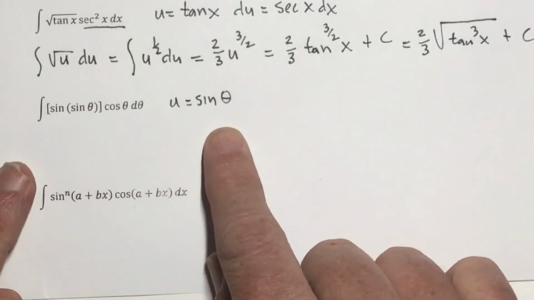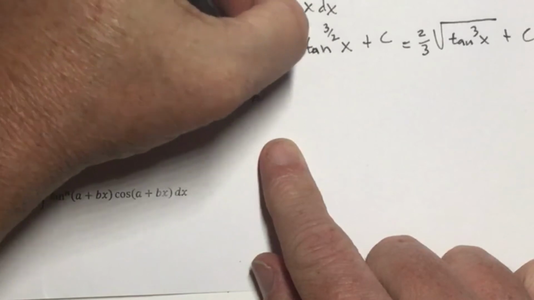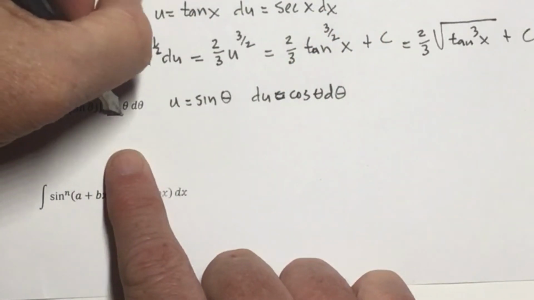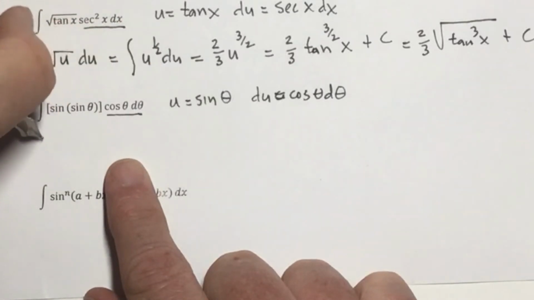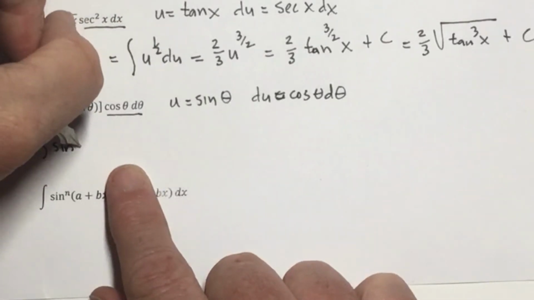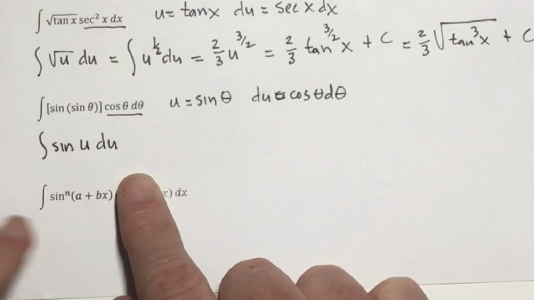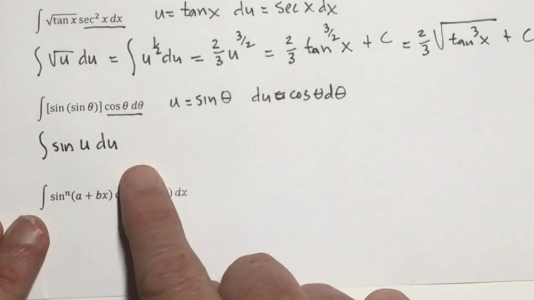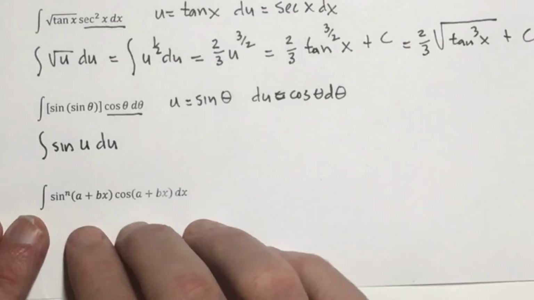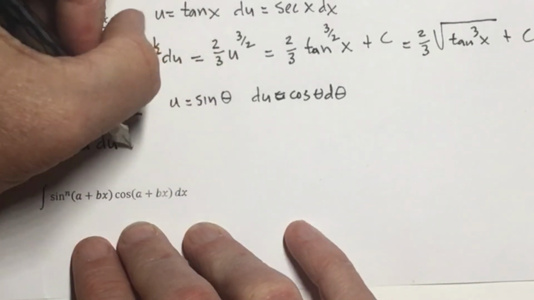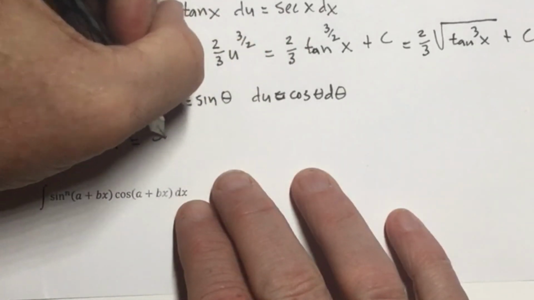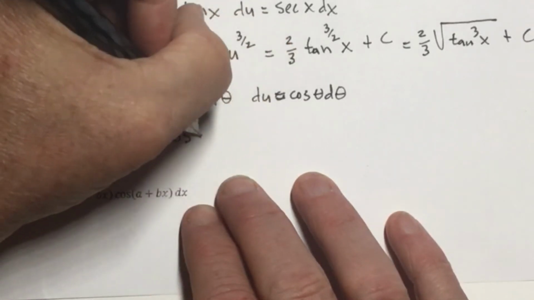So in this case, if u is sine theta, then the derivative of sine theta is cosine theta d theta. Well, I have a cosine theta d theta right there, don't I? That'll make a lovely du. So now this is going to become the sine of u du. Everything's accounted for, right? There's my u, sine theta, and there's my du, cosine theta d theta. All right then. Well, we know how to take the integral of sine of u, do we not? Yes, we do. It is minus cosine u.